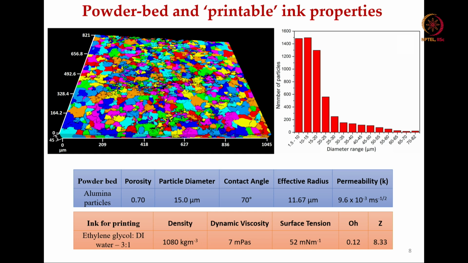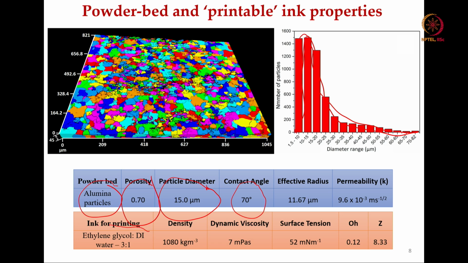In the powder bed where alumina particles are used, the porosity is 0.7, particle diameter is 15 micron and contact angle is 70 degrees. It is not purely hydrophilic. Looking at the number of these alumina particles, you can see that the majority of the particles are around 10 to 15 micron, and there is a large extended tail. So it is more of a log normal type of distribution.